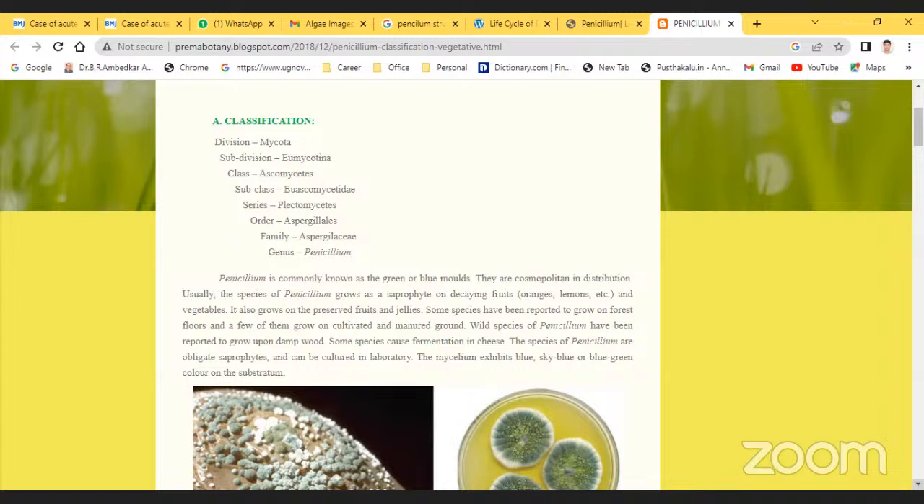So the classification of Penicillium: the division is Mycota, subdivision is Eumycotina, class is Ascomycetes, subclass is Euascomycetidae, series is Plectomycetes, order is Aspergillales, family is Aspergillaceae, genus is Penicillium.